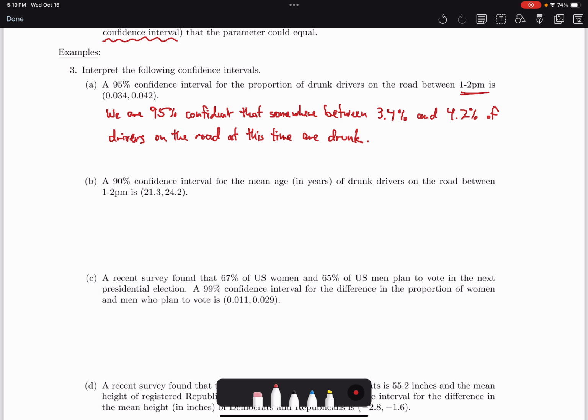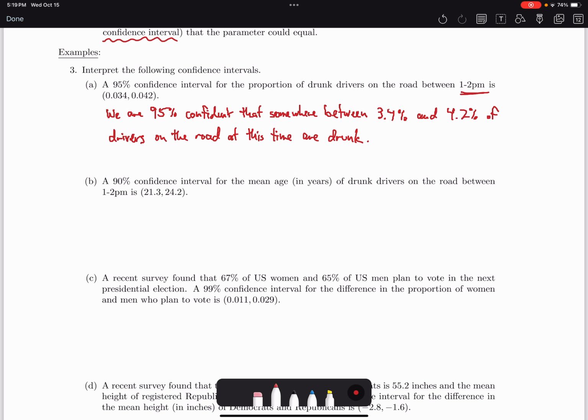You could say something like, we're 95% confident that the proportion of drunk drivers from 1 to 2 p.m. is somewhere between 3.4% and 4.2%. Or you could say, we're 95% confident that the proportion of drunk drivers on the road between 1 and 2 p.m. is somewhere between 0.034 and 0.042, right? So there are a whole bunch of different ways that you could say it, but that's the idea.